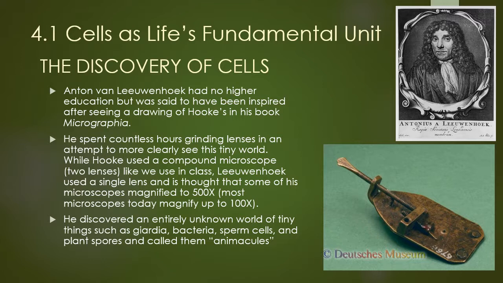But his microscopes back then, just due to his excellent grinding of the lenses, they thought could magnify about up to 500 times. And so by seeing things this magnified, he was able to discover an entirely unknown world of tiny things such as giardia, bacteria, sperm cells, plant spores, and he called them animalcules, meaning little animals, and all these things that he saw living within other living things to him look like tiny little animals.